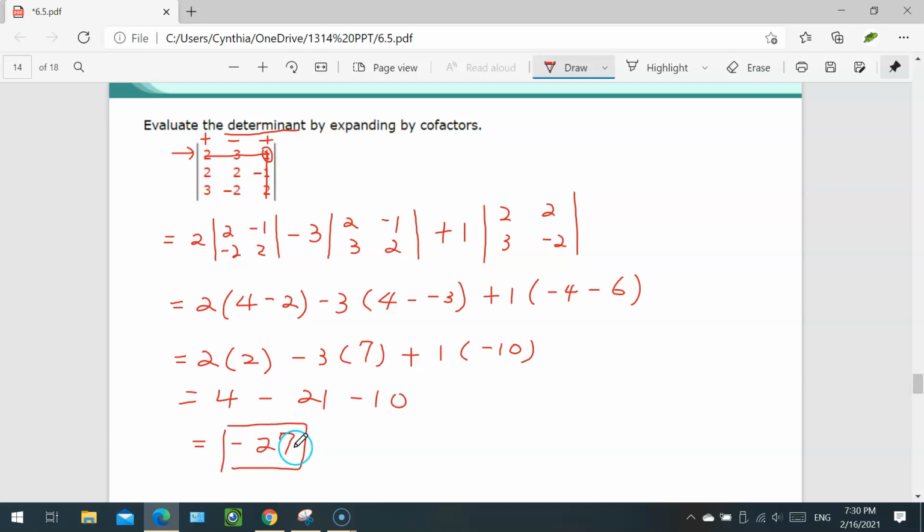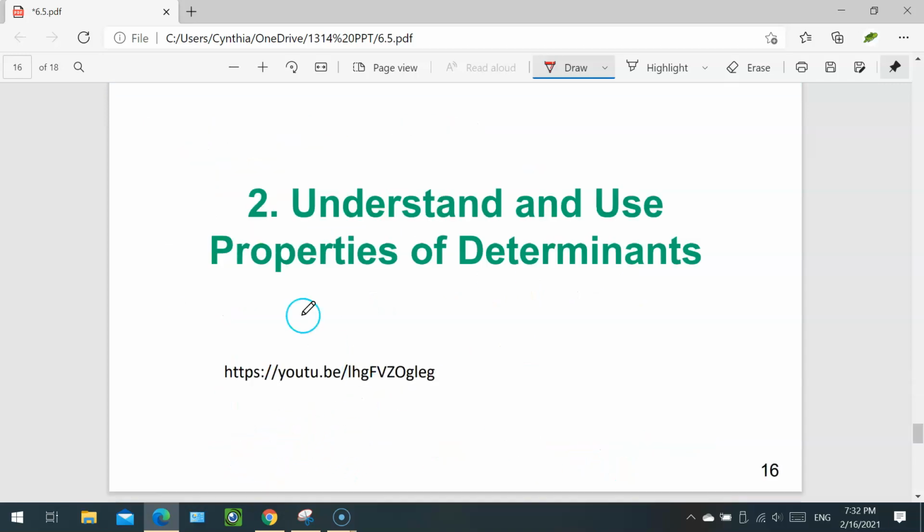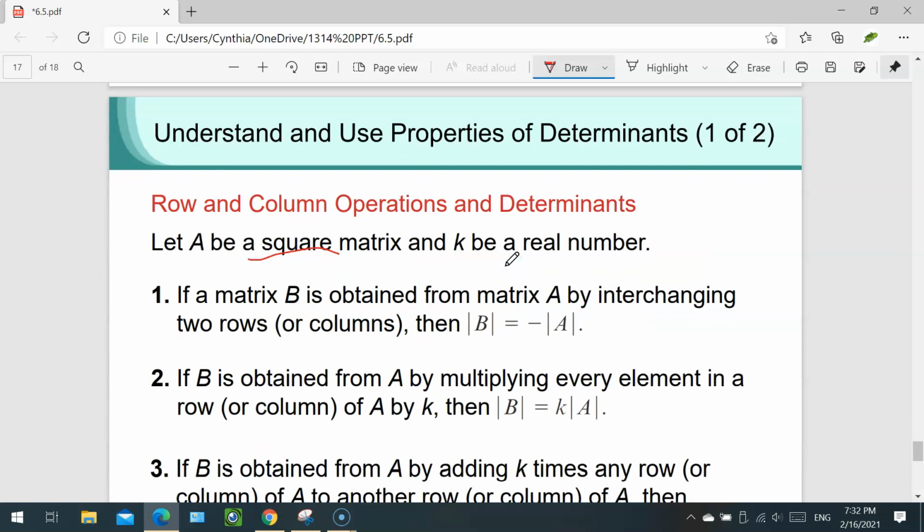So this number indicates yes, there's an inverse. There is an inverse. And then you can use the calculator to find the inverse, or you can do the row operation to find the inverse. But this information just helps us to move on to the next step. Now we move on to understand and use the properties of the determinant.